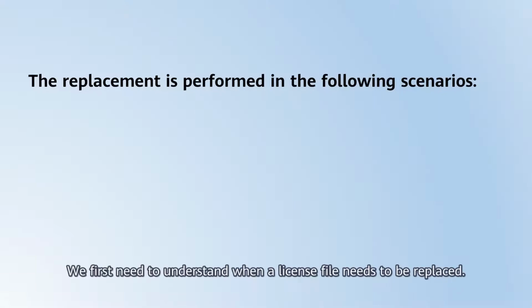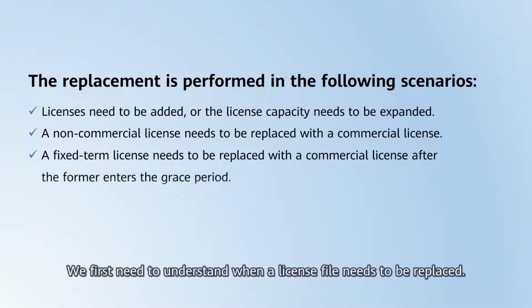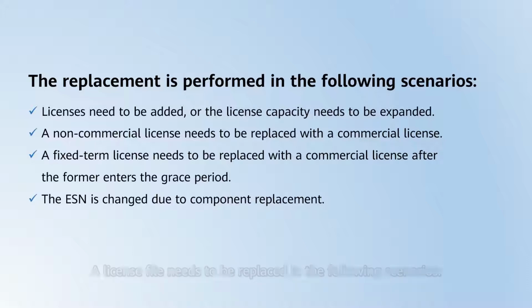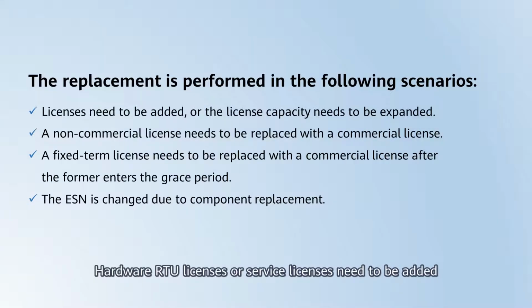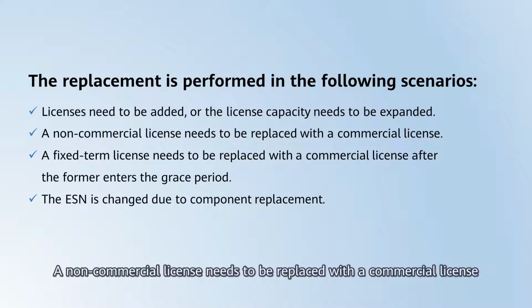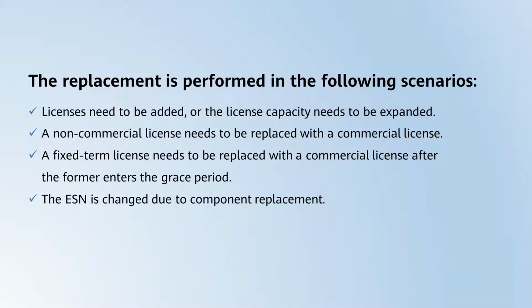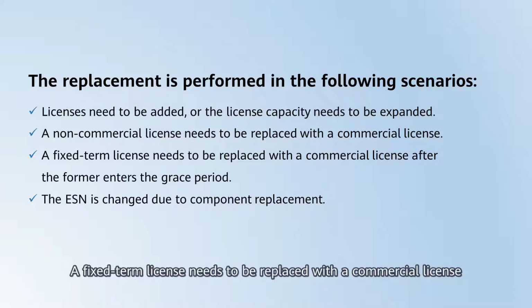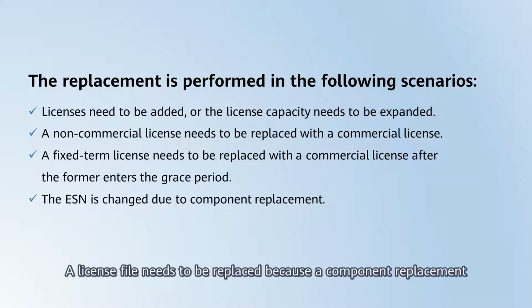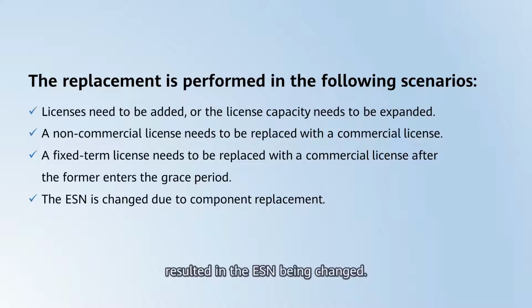We first need to understand when a license file needs to be replaced. A license file needs to be replaced in the following scenarios. Hardware RTU licenses or service licenses need to be added, or the license capacity needs to be expanded. A non-commercial license needs to be replaced with a commercial license before entering the grace period. A fixed-term license needs to be replaced with a commercial license after entering the grace period. A license file needs to be replaced because a component replacement resulted in the ESN being changed.